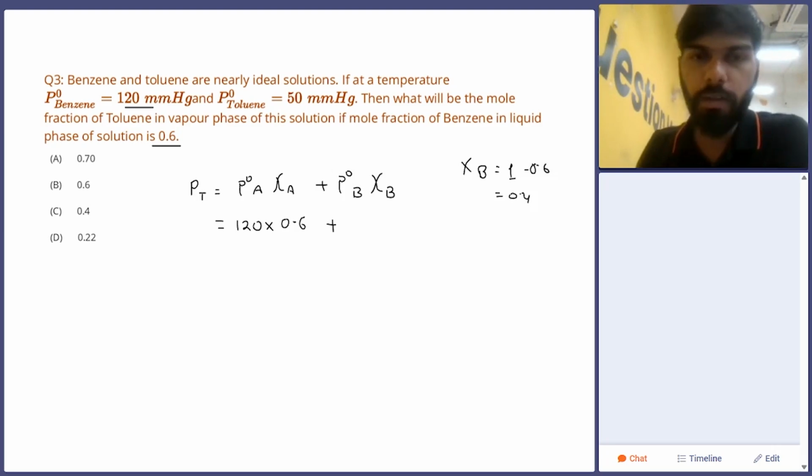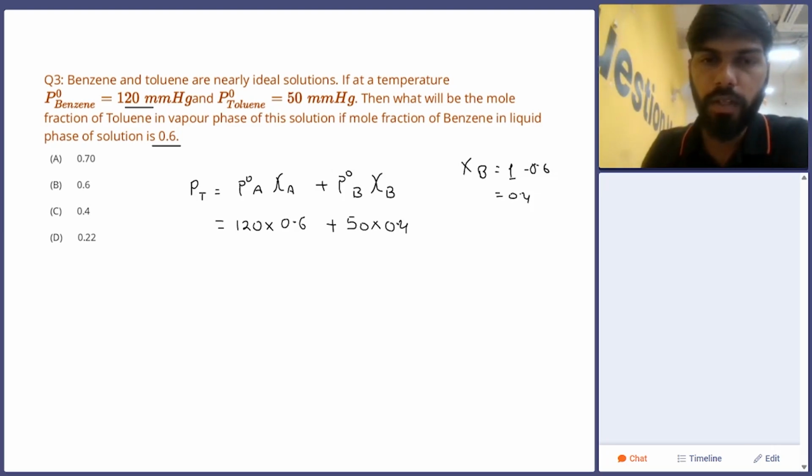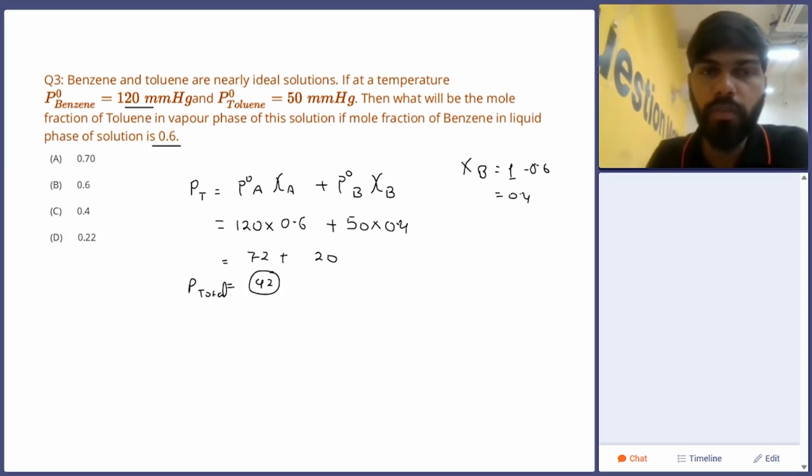So here P naught B times chi B will become 50 into 0.4, which is 20. And 120 into 0.6 is 72. So overall, 72 plus 20 gives 92, the P total you got. Now, what you want is the mole fraction of toluene in the vapor phase. So for the vapor phase mole fraction of toluene, I can use this one.